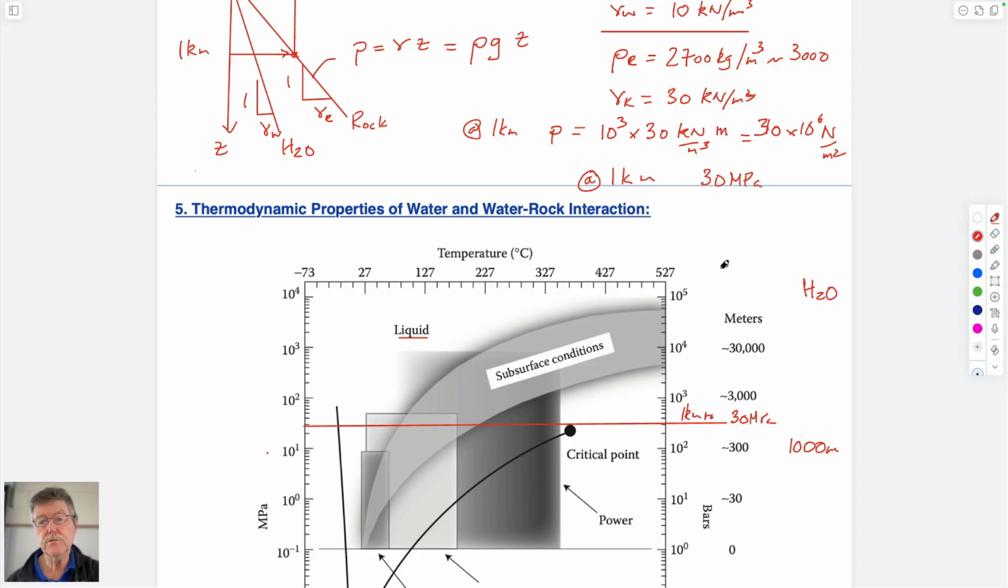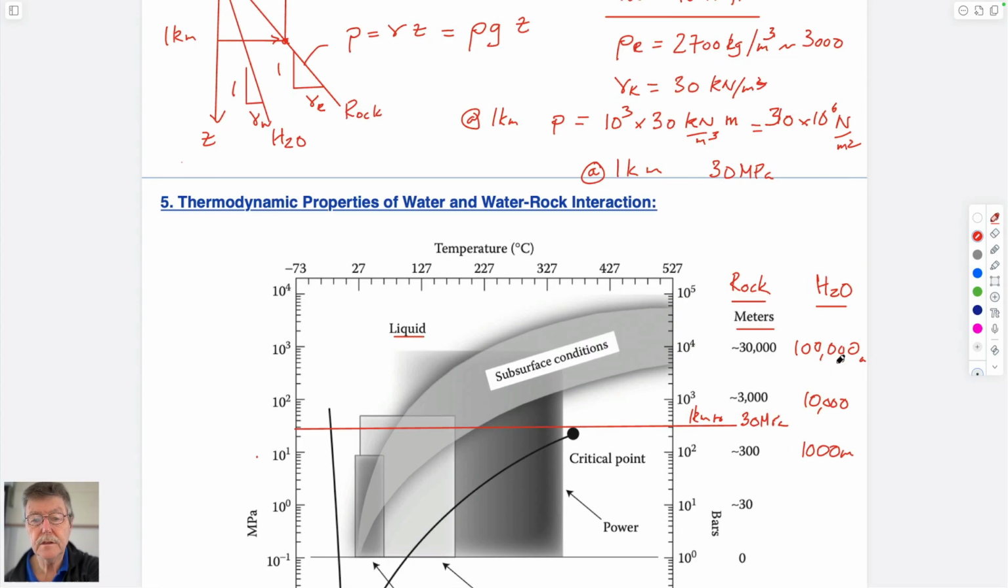So all I'm doing here is this scale here in meters is in meters of rock equivalent. This scale on the right-hand side is in meters of water equivalent. And of course, we don't have a scale on the other side, but it's roughly going to be 3 times. If this is rock, this is a third, so this would be 10,000 meters. This would be 100,000 meters, etc. Make that large.